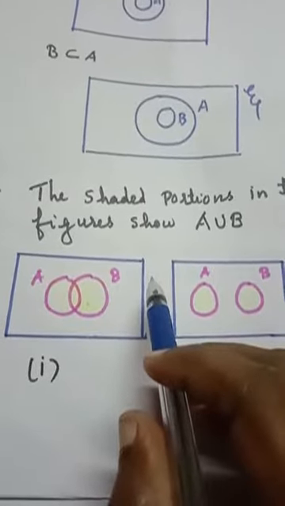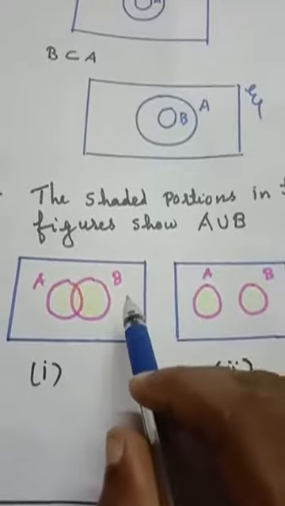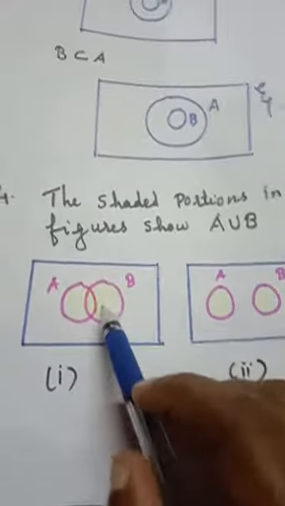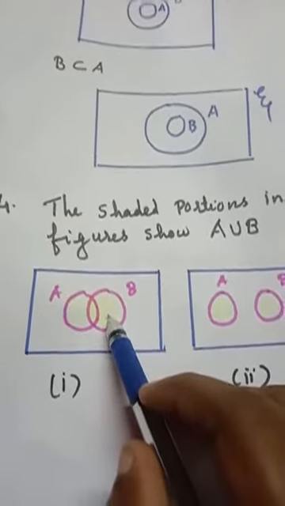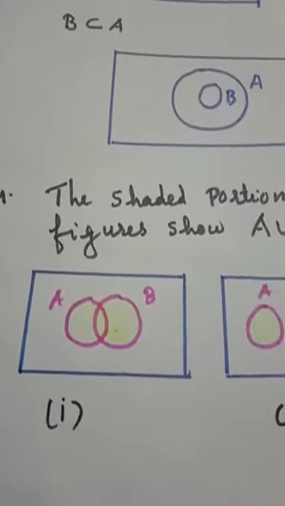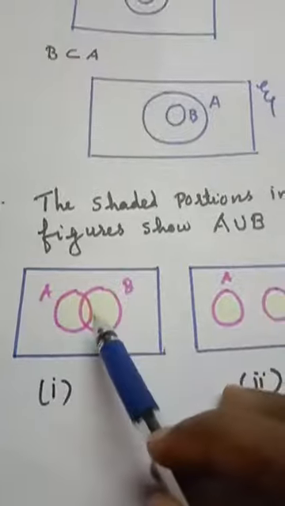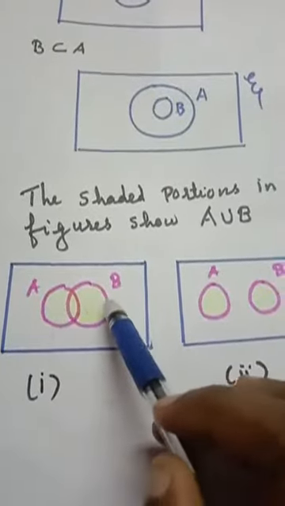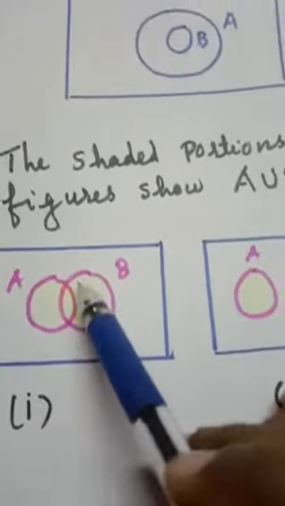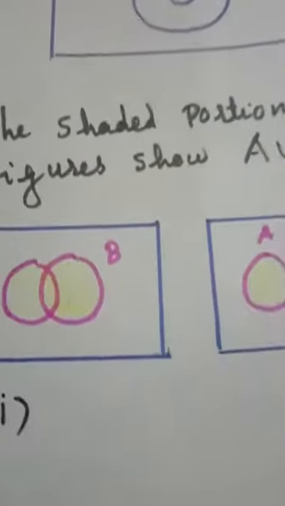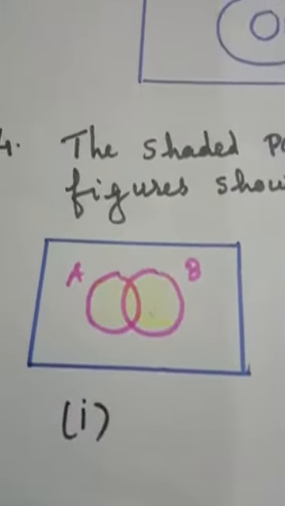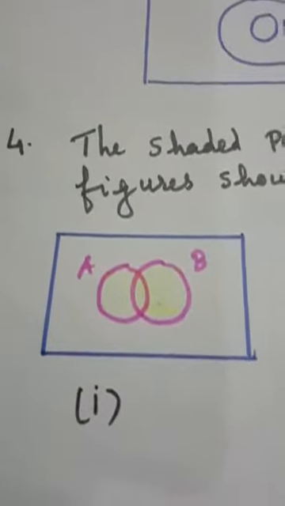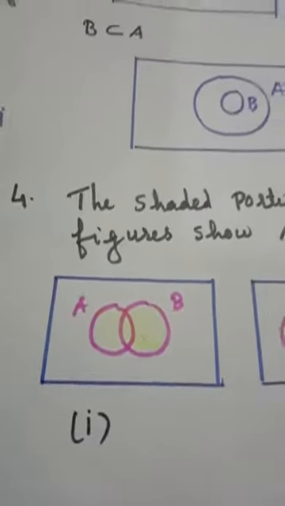All the elements of A and B. First, this picture is an overlapping set. A union B means all the elements of A and B. So, you shade all the portions, both A and B. That is the overlapping set.